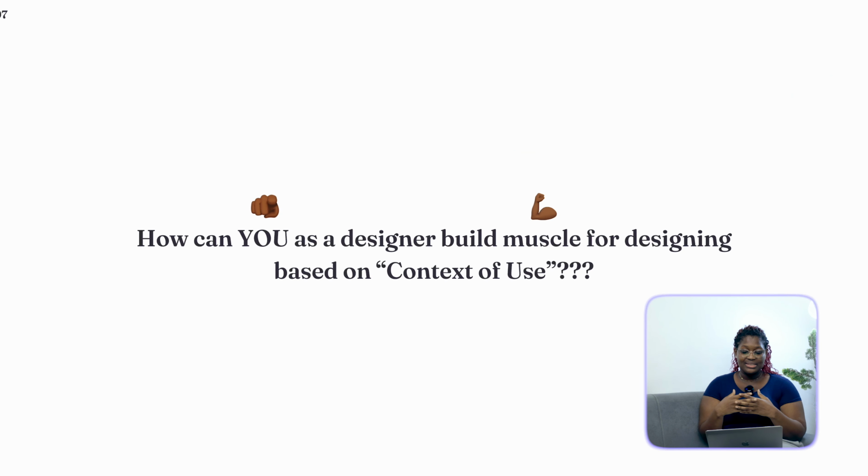So, big question is, how can you as a designer build muscle for designing based on context of use? It's not a big thing. Context of use is not a huge deal. We do it, but we probably don't know we are applying context of use. But this is just to make us aware that for every problem we are designing for, the solution has to stay 100% within the context of the problem. That way you are able to solve it so well that even if you take it outside of that context, it will most likely work well there too.